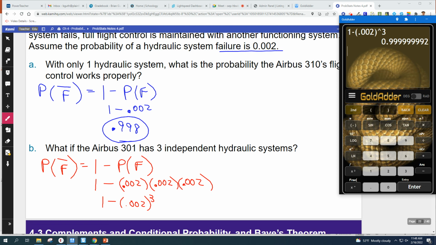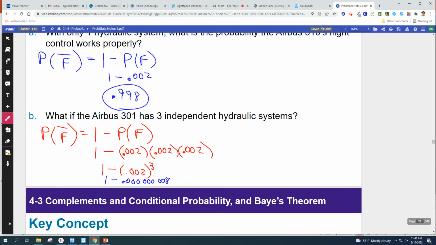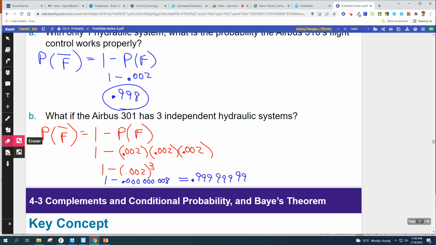I guess I kind of skipped a step, maybe. How many nines was that? 8 nines there. If you multiply 0.002 times itself three times, that's going to be 8 zeros. 1, 2, 3, 4, 5, 6, 7, 8. We have 1 minus that, which is 0.999999, what was it, 998? Oh, 992, of course. There's your answer.